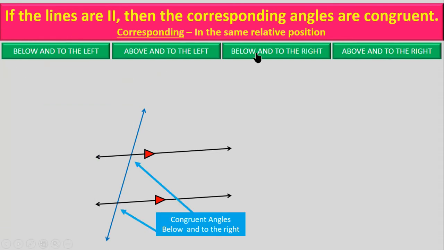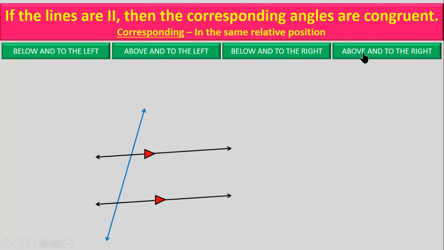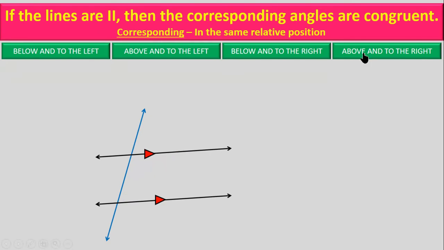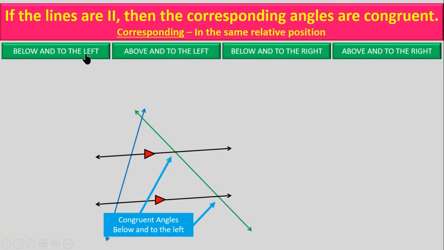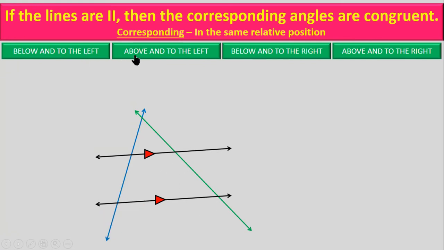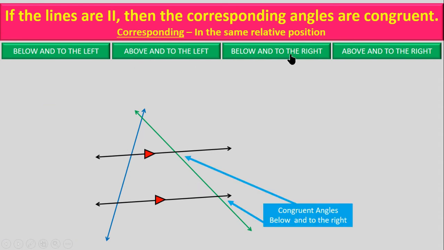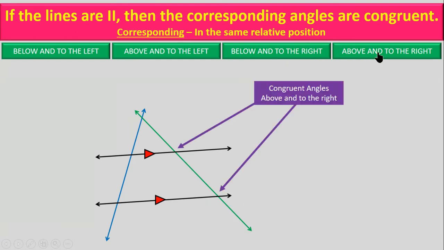The third pair of angles that we're going to look at are below the parallel lines and to the right of the transversal. Those are corresponding angles, and they are congruent. And the final pair are above the parallel lines and to the right of the transversal, and those are congruent corresponding angles. If we add a second transversal, the same pairs of angles are formed. We have a pair that's below and to the left, above and to the left, below and to the right, and above and to the right, and those are all congruent.